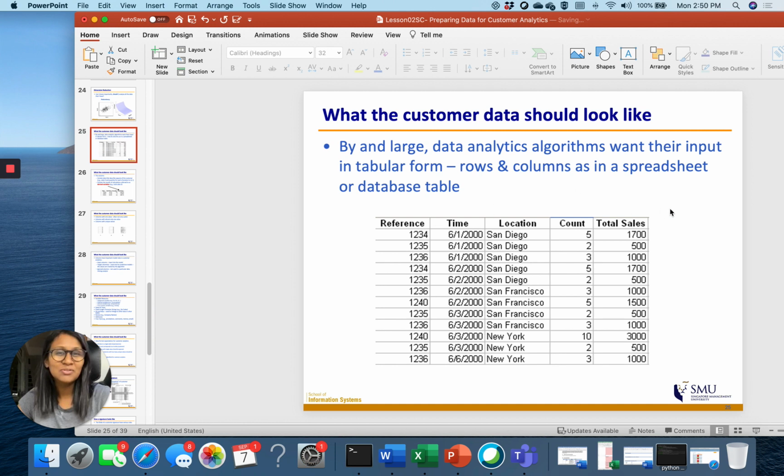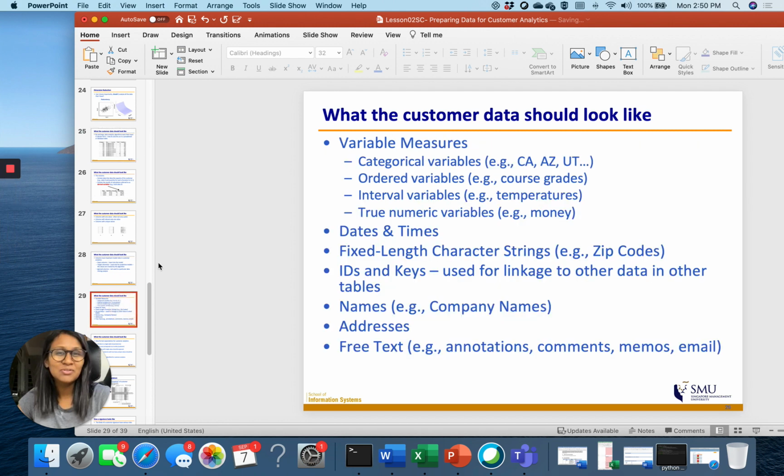So now let's talk about what customer data should really look like. We're talking about tabular data in this course, so data which is structured and represented as rows and columns. Let me talk about what we want this data to look like.